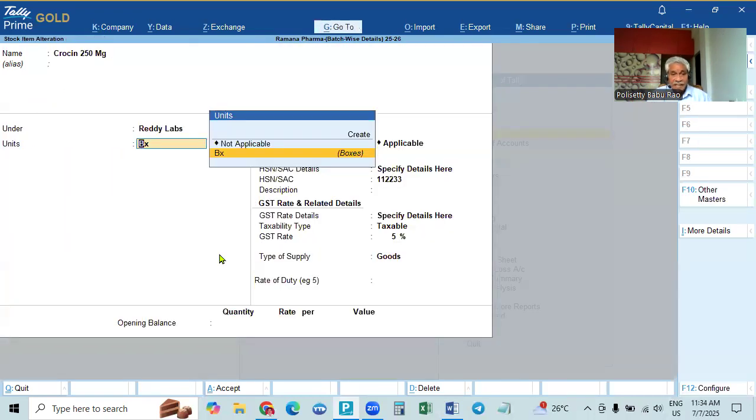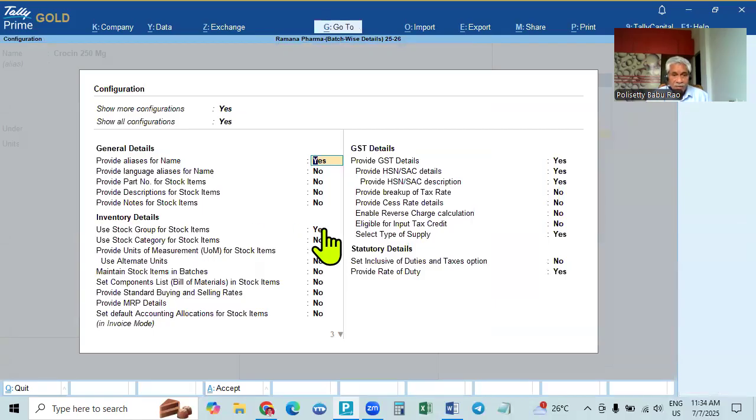This is created. This is Reddy Labs medicines. What is the type of medicine? Tablets, syrup, injections, powder, different types of products will be there. For that, the product type will be taken as the category. For that we require category. If you want a category, we have to go to F12. By default it will be yes for group. Then category is there. We have to select this and enable the category. F12 means the configuration setting. We have to activate it.